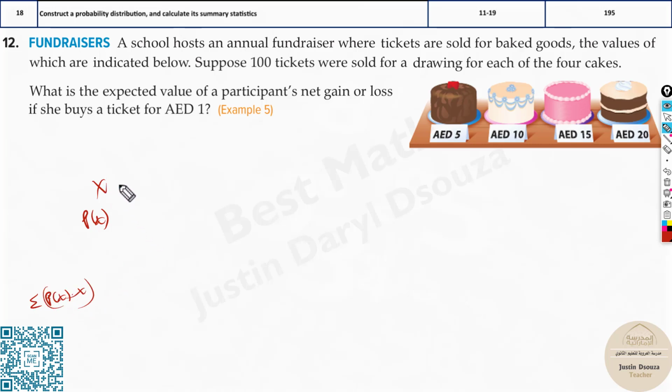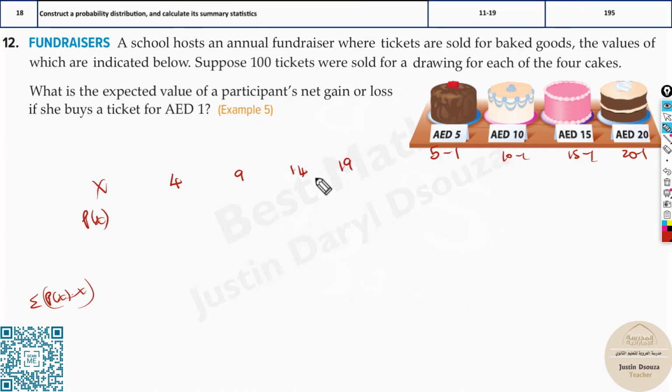Now, what is the profit if this particular participant wins the first prize, 5 dirham? It'll be 5 dirham minus 1, because 1 is already given, right? So the net profit would be 4. What about the second one? It'll be 10 minus 1. It'll be 15 minus 1, 20 minus 1, because only 1 dirham is spent by the participant. So it'll be 4, 9, 14, 19.